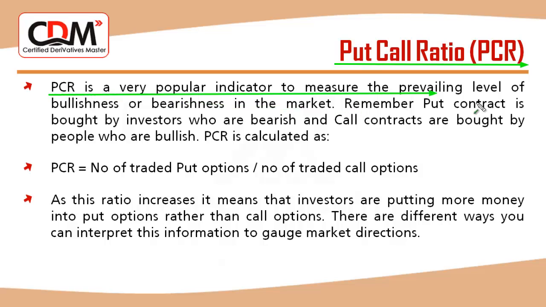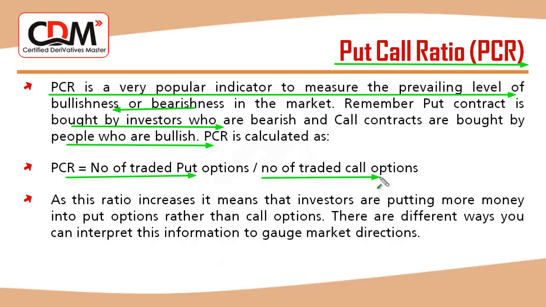PCR is a very popular indicator to measure the prevailing level of bullishness or bearishness in the market. Remember, put contracts are bought by investors who are bearish in the market, and call contracts are bought by people who are bullish. PCR is calculated as the number of traded puts divided by the number of traded call options. So if the number of traded puts is greater than the number of traded calls, it means the market is bullish, and if the number of traded calls is greater than the number of traded puts, the market is bearish. Don't get confused, this is a reversal impact.